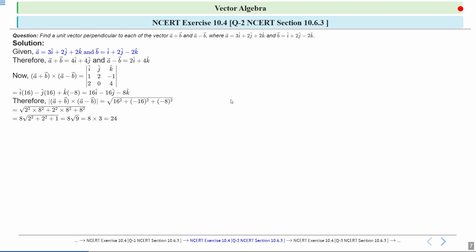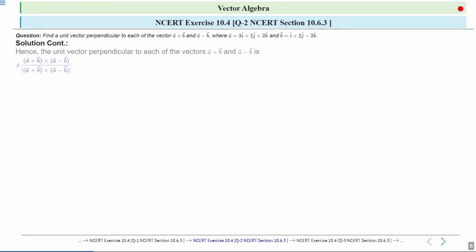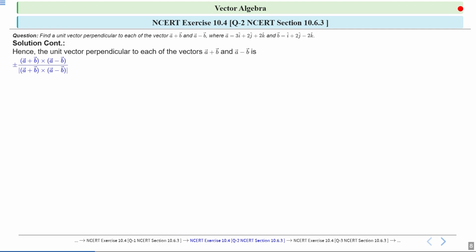And 8 into 3 is basically 24. All right. So hence the unit vector perpendicular to each of the vectors a vector plus b vector and a vector minus b vector is given by the formula, which is plus minus a vector plus b vector cross a vector minus b vector upon determinant value of a vector plus b vector cross a vector minus b vector, right?